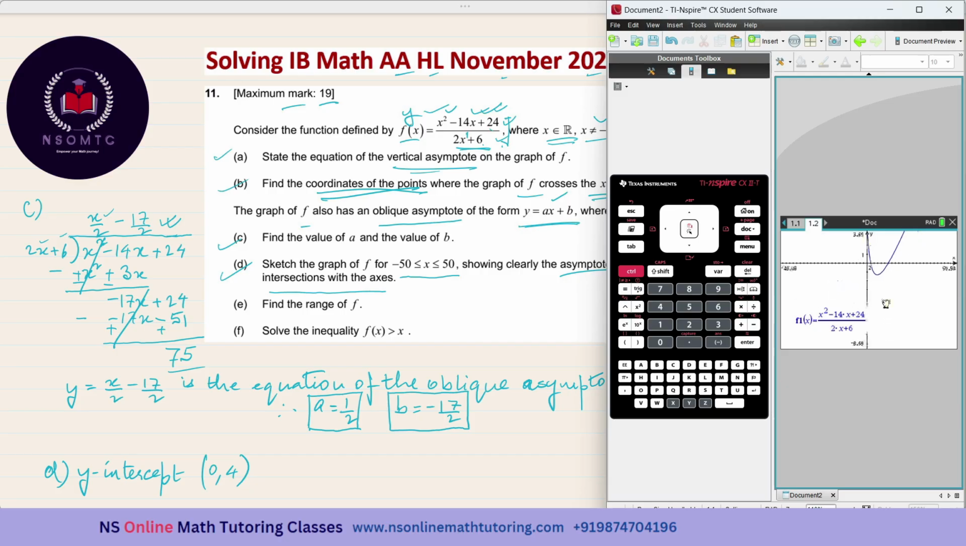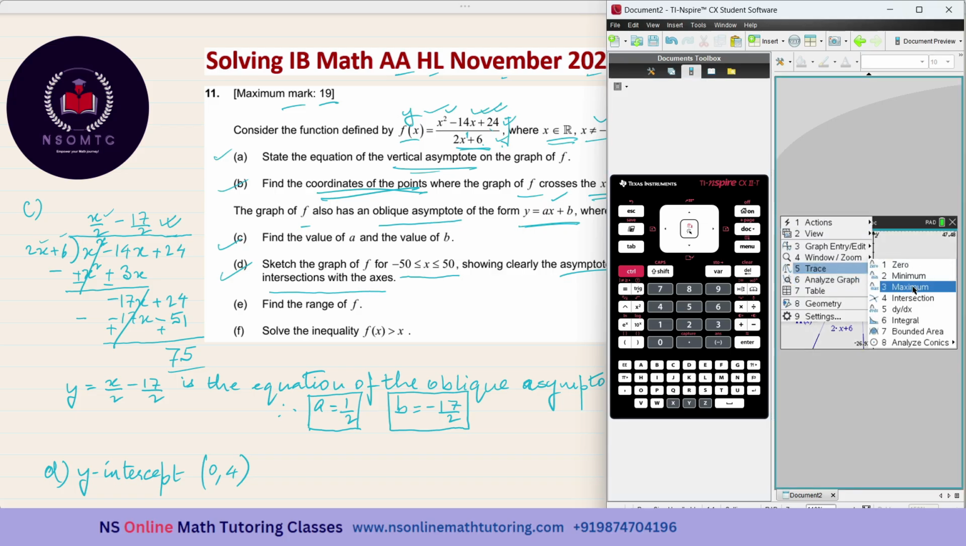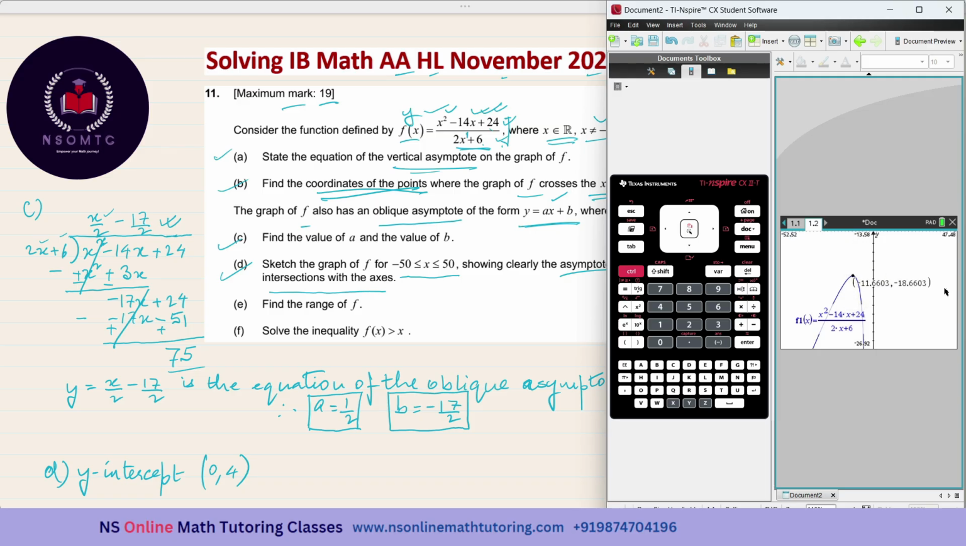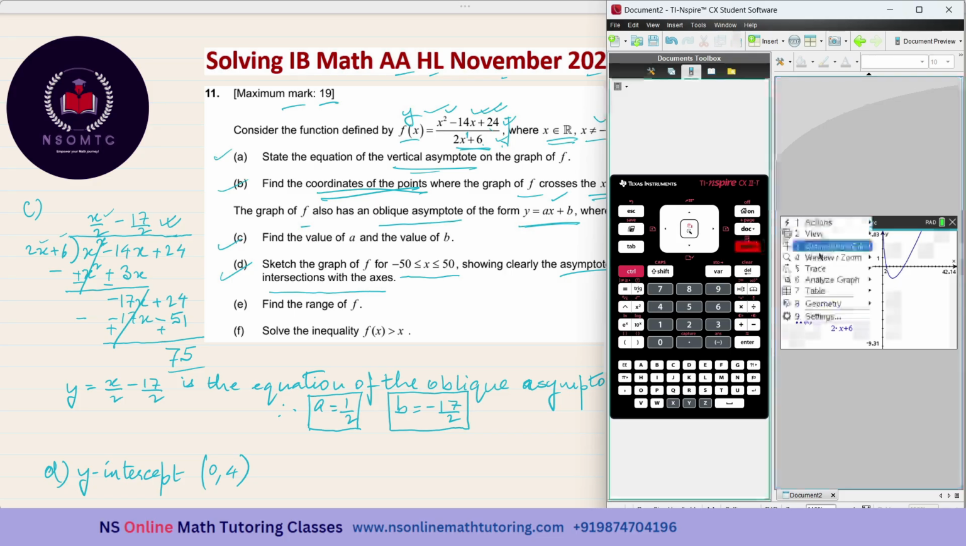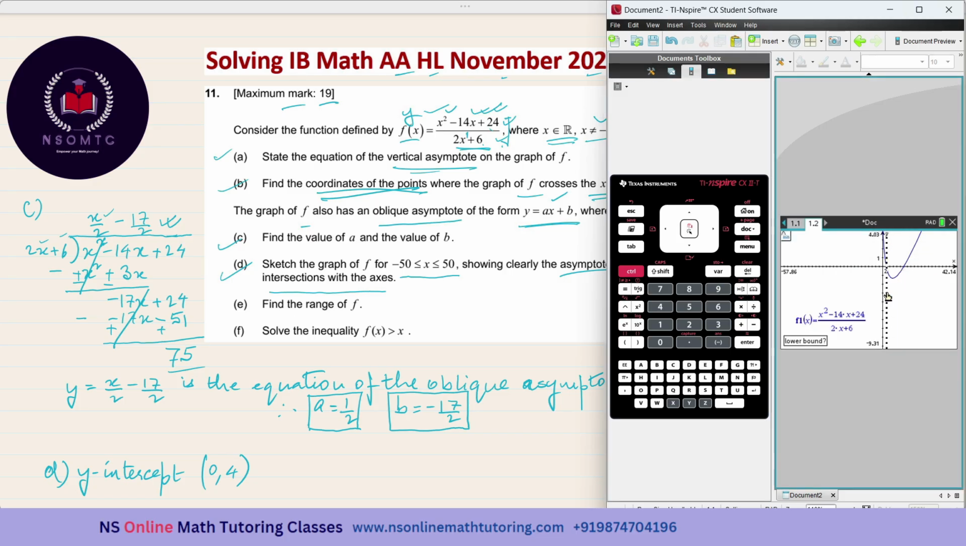So where is that? Let me just scroll up. Yeah, it is over here. Okay, so this will be the maximum point. So analyze graph and the maximum. This is negative 11.6603 and negative 18.66. And okay, so let me move up. And this one is the minimum point. This one is negative 1.33, the y coordinate I'm taking.